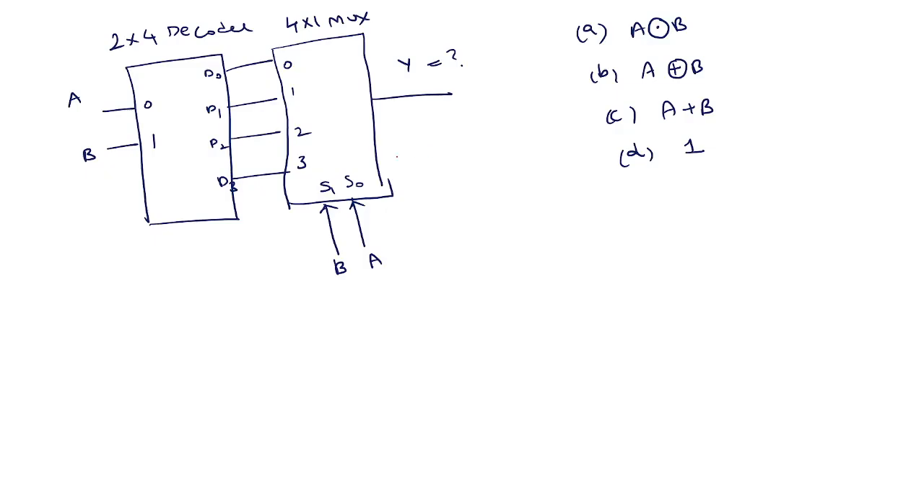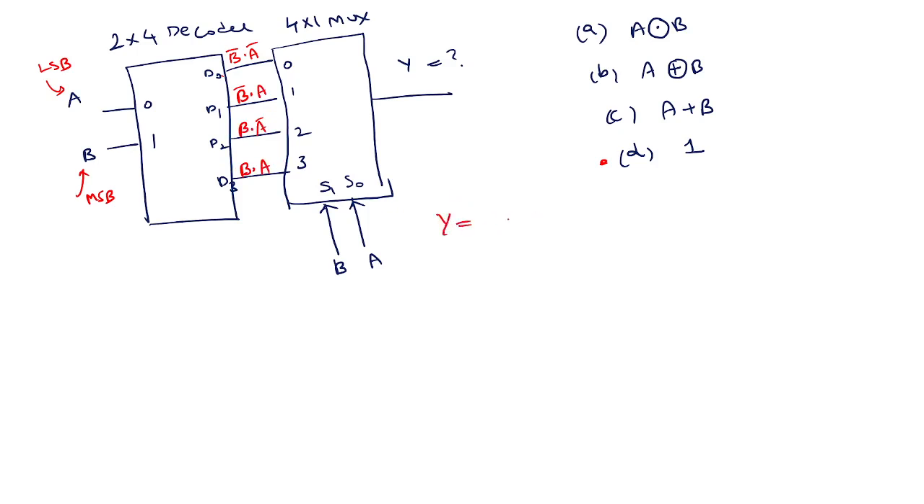Okay, option D. So what is this D0? See here, this is MSB, right? This is LSB. So this is P bar A bar. What is this? P bar A. P A bar. P A.